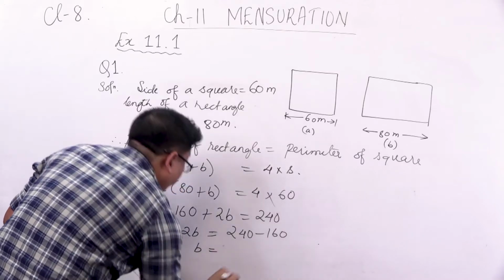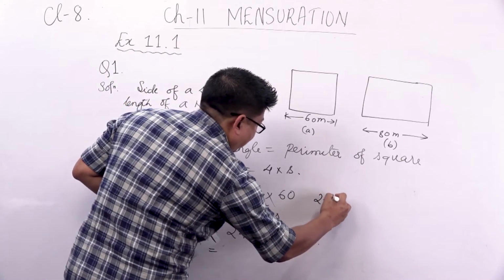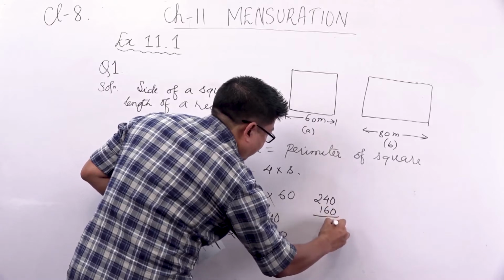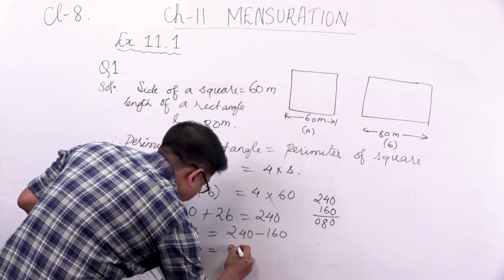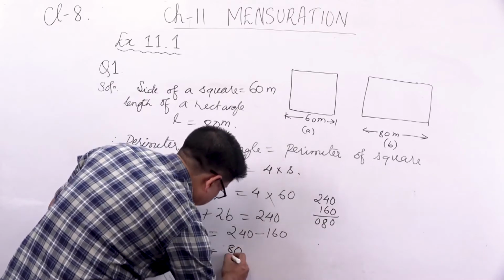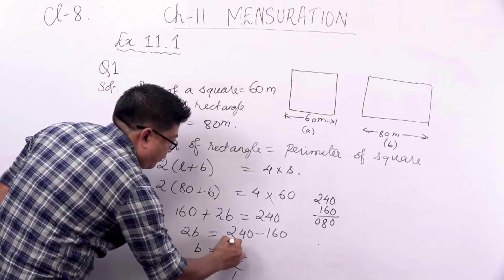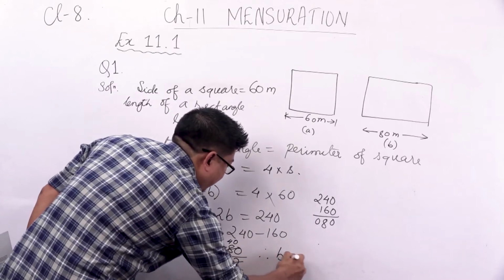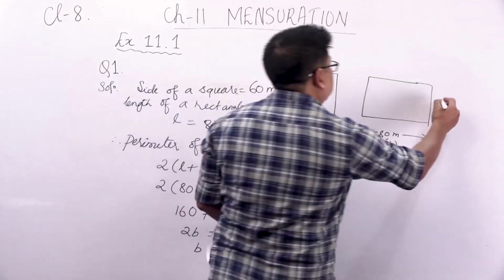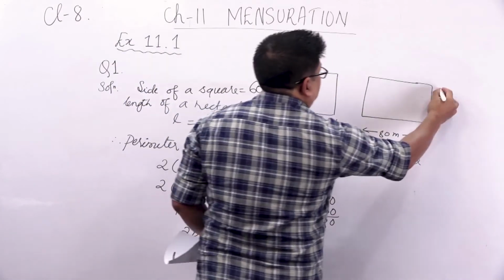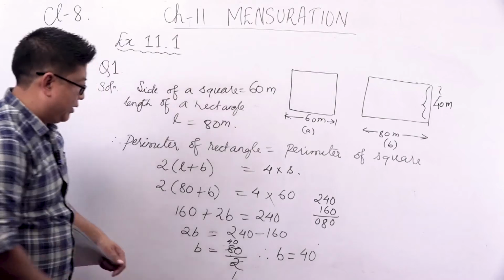So B is equal to, when you subtract, you will get 80 by 2. So 2 into 1, 2 into 4, 0. Therefore, you are getting B is equal to 40. That means the breadth for this is 40 meter. All right. So this is what we have already found. This is equal to 40 meter.